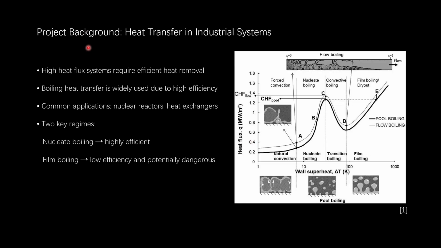Here's the project background. In many industrial systems, especially in nuclear reactors, efficient heat removal is critical. Boiling heat transfer is widely used because it can transfer large amounts of heat. However, there are two main regimes. The first one is nucleate boiling, which is highly efficient, and the other is film boiling, which is inefficient and dangerous. So avoiding film boiling is very important in real industry.